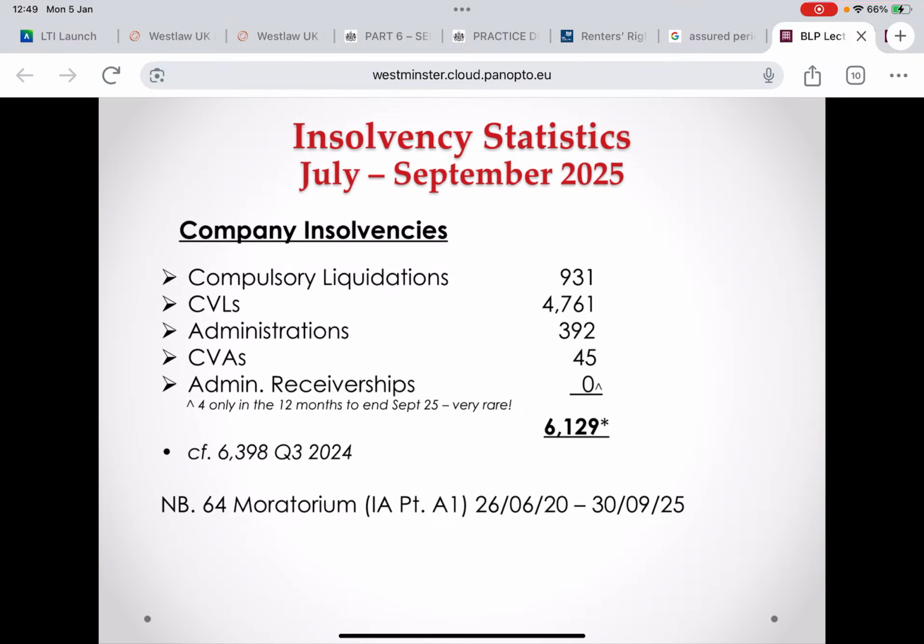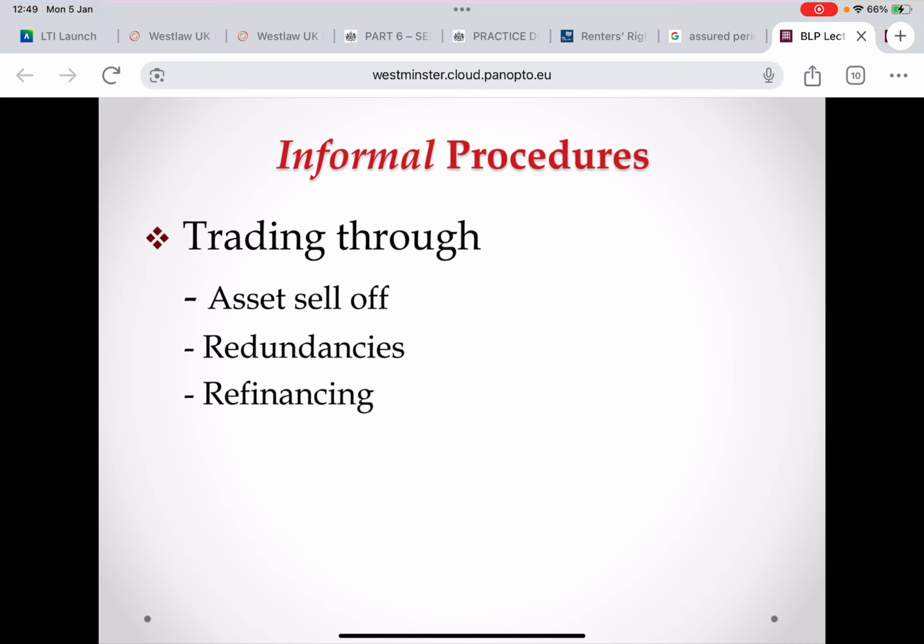We will make some comments on administrative receivership, but they're very, very rare in practice in this day and age. Most of our focus really is on compulsory liquidation, creditors' voluntary liquidation, and also administration. I mentioned to you 10 minutes or so ago, as you think about companies in financial difficulties, it is not simply about formal insolvency procedures.